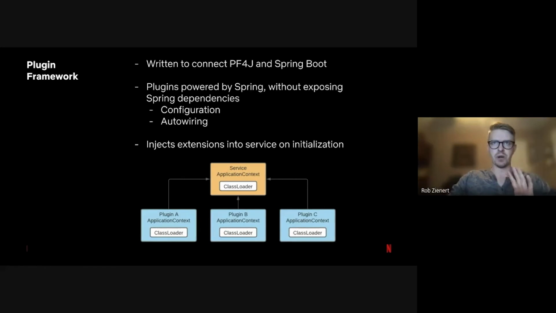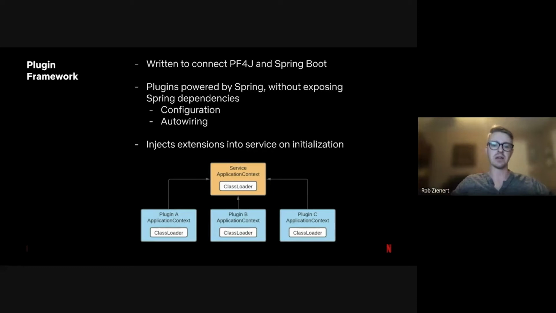So all Spinnaker services are written using Spring Boot. We needed a way of connecting Pf4j, which is a generic framework, into Spring Boot. And while there is an official Pf4j Spring integration, we found its depth quite inadequate for Spinnaker's needs, so we wound up building our own integration. Since our services are written with Spring, we also wanted to offer the awesome power of Spring to our plugins, including configuration, auto wiring, and so on, without necessarily having plugins depend on these Spring dependencies.